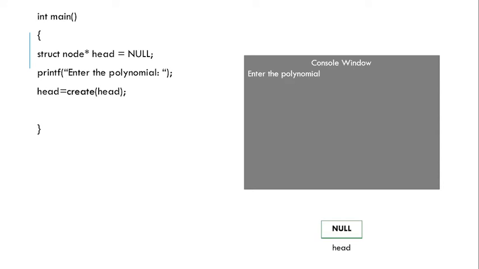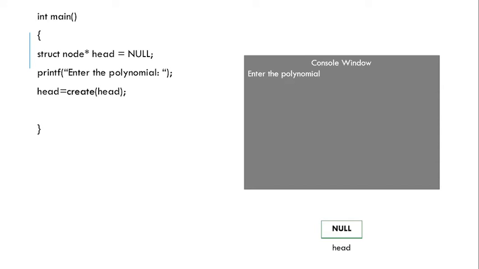In the main function, initially we are going to create a linked list to store the polynomial. Initially head, the pointer which points to the first node of the linked list, will be null because the list is empty. Then we will print enter the polynomial. Then we will call a function create. Instead of writing the whole code in the main program, we are splitting it into different functions. What are we going to write inside the create function? Head is equal to create of head. The return value is head, which is the pointer to the first node of the linked list.